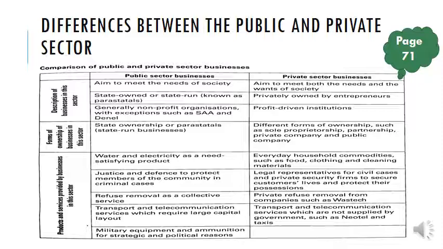Now we look at the products and services in the private sector. Everyday household commodities such as food, clothing, and cleaning materials, legal representatives for civil cases, and private security firms to secure customers' lives and protect their possessions. An example can be Urban Africa here. Private refuse removal from companies such as Wastec.